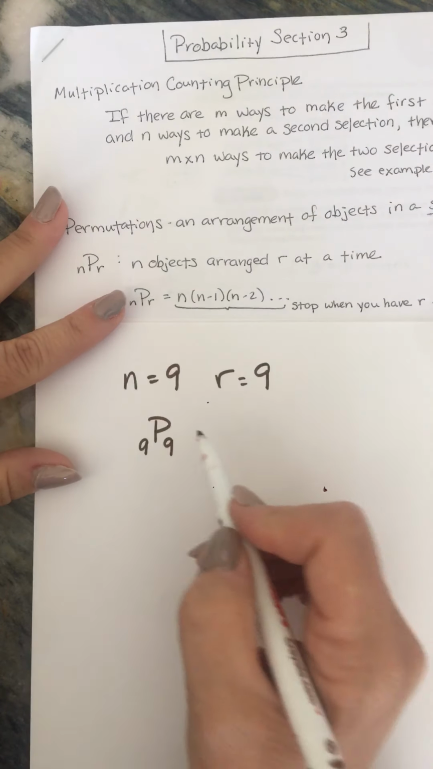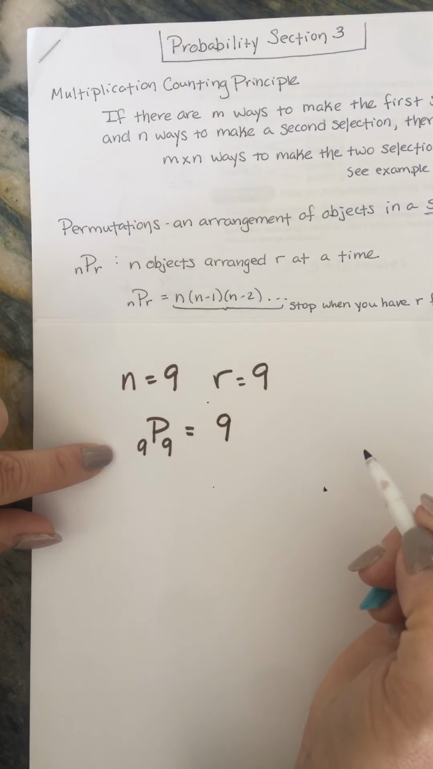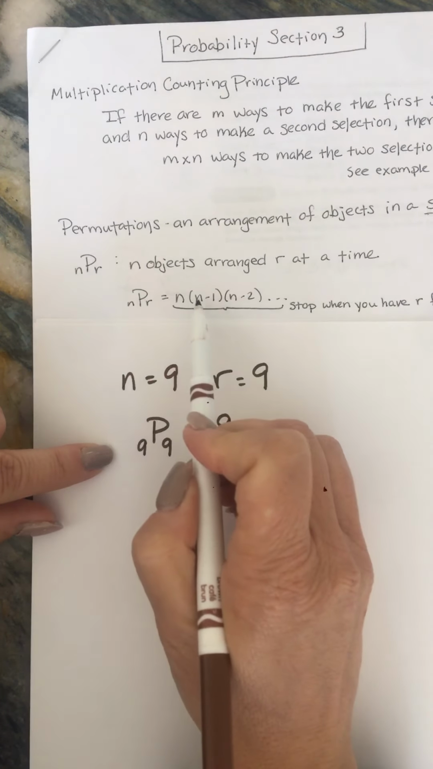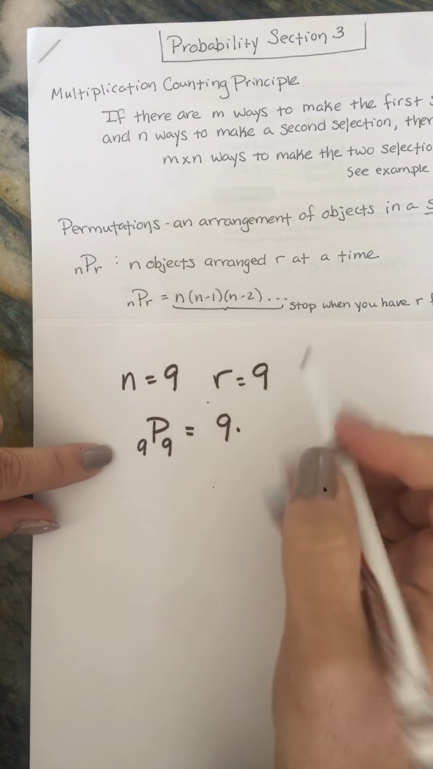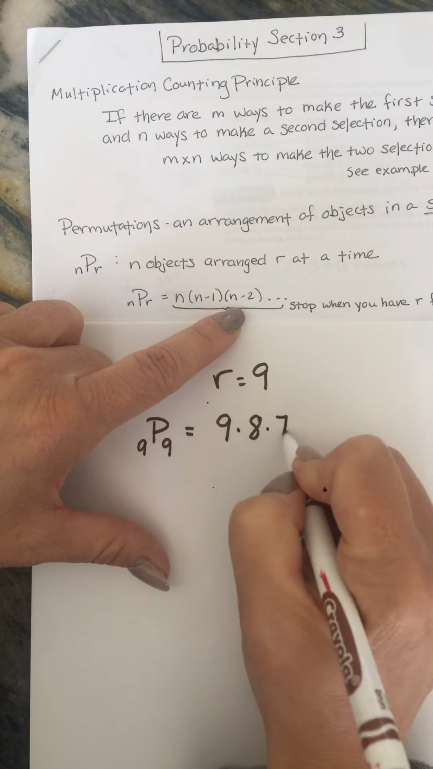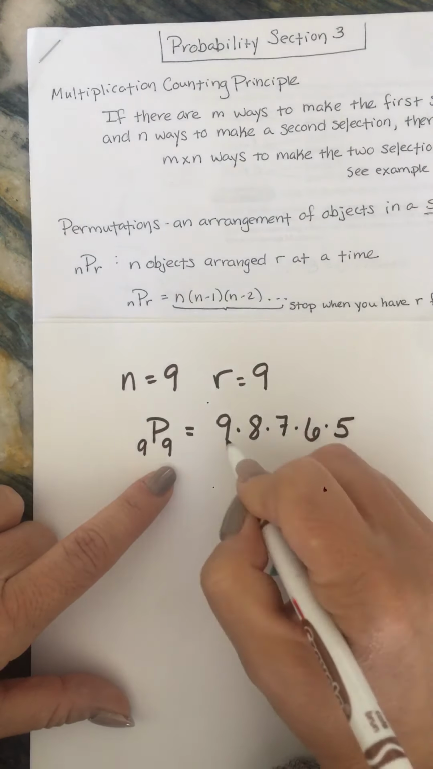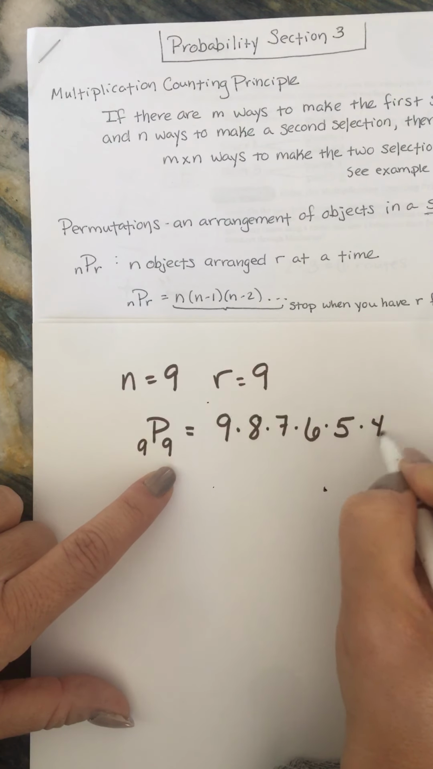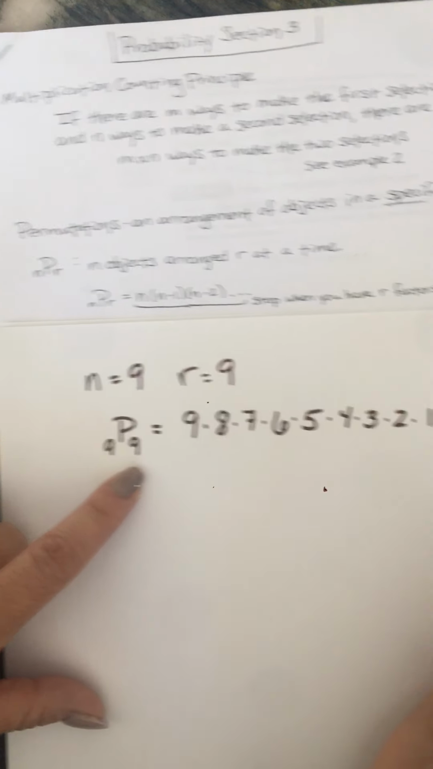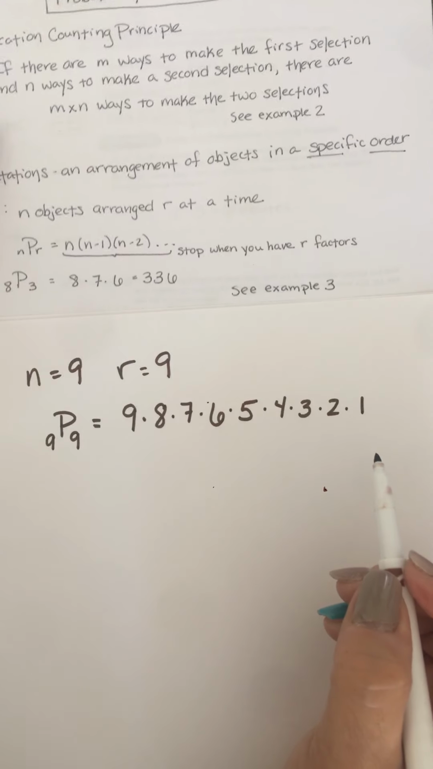So for instance, 9P9, we have 9. N is 9. And then we multiply that by, just subtract 1 from it, so by 8. And then we subtract 1 from it again, so 7. And then 6, and then 5. And we do this 9 times, so 1, 2, 3, 4, 5, 6, 7, 8, 9. We just happen to get all the way down to 1 in this case. It won't always be that way. And then you multiply them all together.